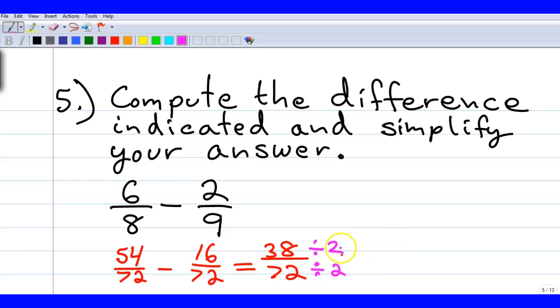Whatever I do to the top, I have to do to the bottom so that I don't change the fraction. So 38 divided by 2 makes 19. 2 into 72 makes 36. Now I look at the fraction again to see if I can reduce it any further. 19 is a prime number. The only number that will divide into 19 evenly is 19 itself. So I check to see if 19 will go into 36. It will not. So this is my final answer.